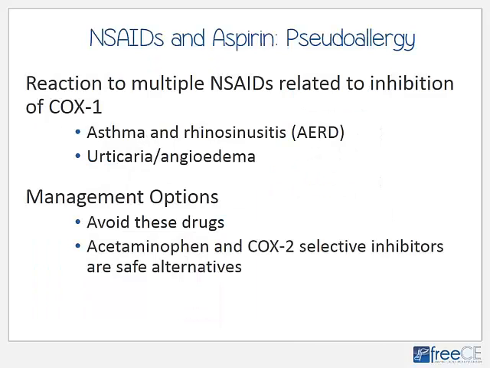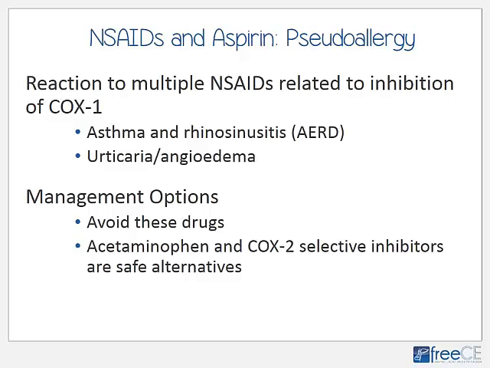Then, of course, there is a pseudoallergy to NSAIDs and aspirin, and this is actually more common. There are 4 different types, and they all are a response to the inhibition of COX-1. So in the body, you're going to get something that looks like a type 1 reaction, but again, it's a pseudoallergy. Your management options are limited to 2 choices.